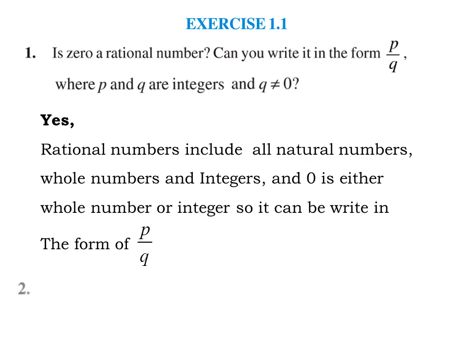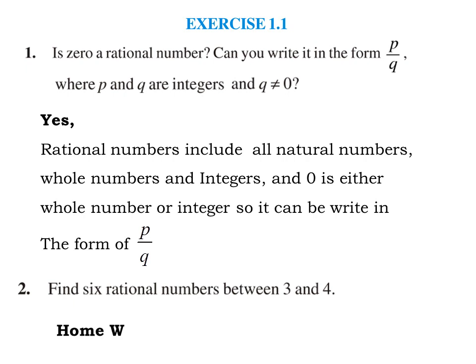Now for the second question: find 6 rational numbers between 3 and 4. This kind of question we have already discussed in a previous video, so I am giving this question to you as homework. You have to try by yourself and check whether you have learned the concept to find rational numbers between any two numbers. So this will be your homework. Now moving to the next.